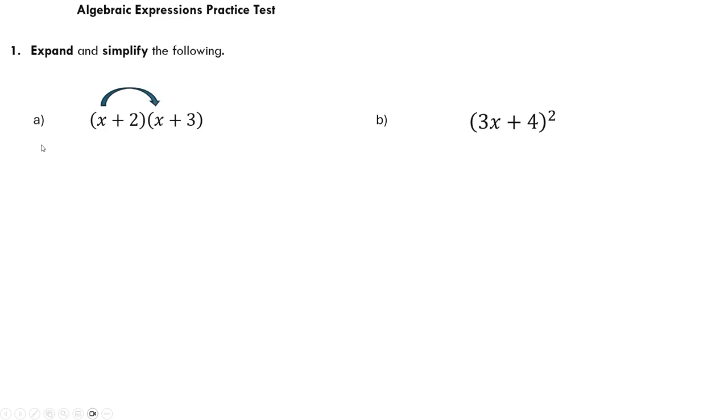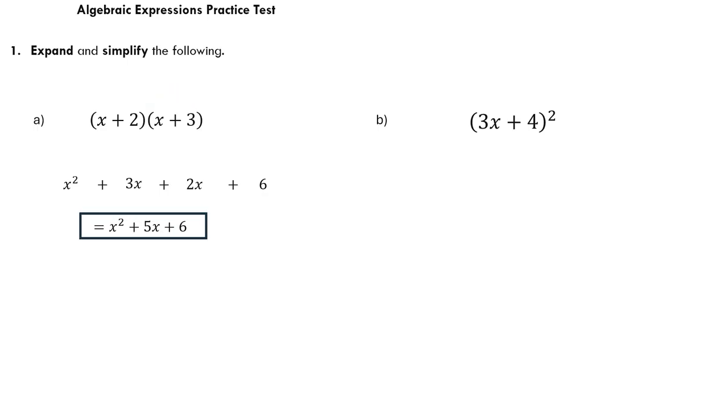X times x is x squared. X times 3 is 3x. 2 times x is 2x. And 2 times 3 is 6. Collect our like terms. 3x plus 2x gives us 5x, for a final answer of x squared plus 5x plus 6.